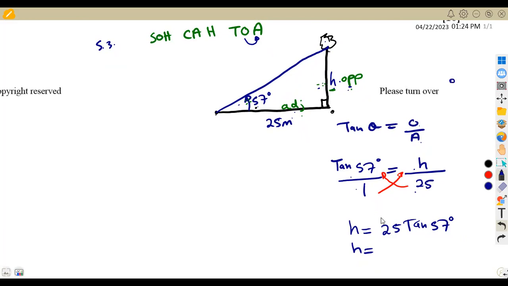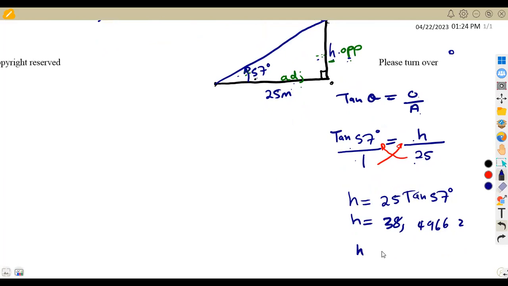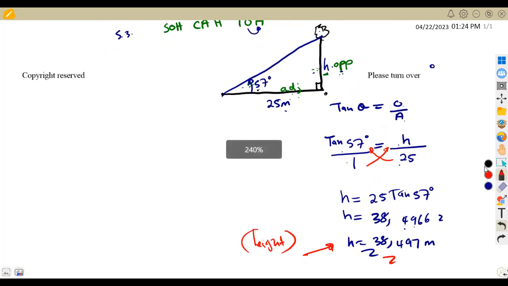Okay, so this is going to give us something like 38.4966241 and so on. To 3 decimal places, our h is going to be 38.497. That is in meters. The other dimension was in meters, so this is going to be in meters. So the h is representing what? The height of the tree. So the height of the tree, which is our h, is 38.497 meters.